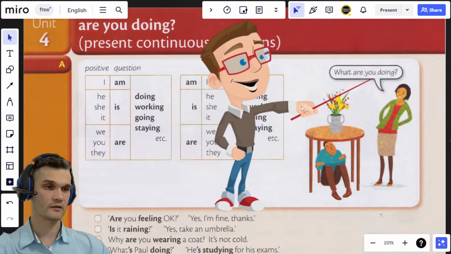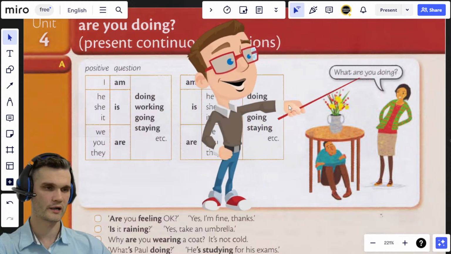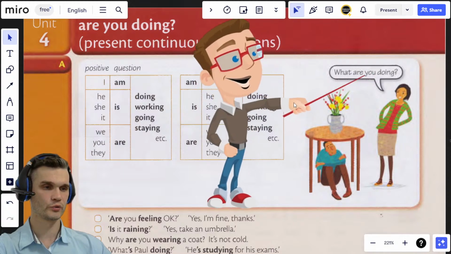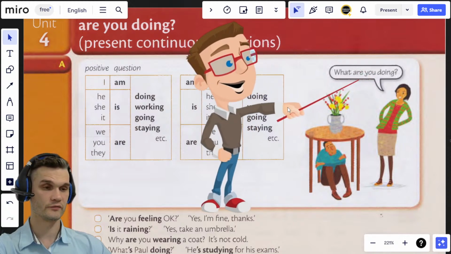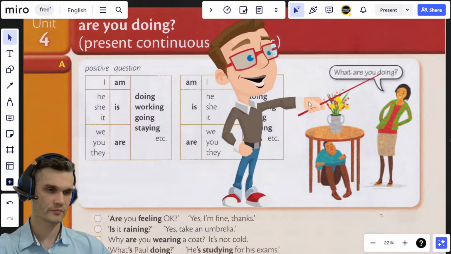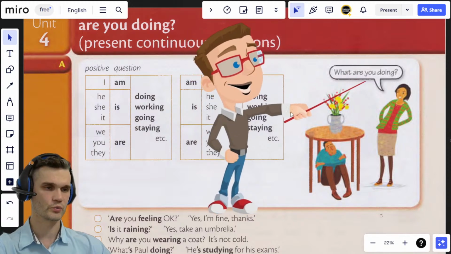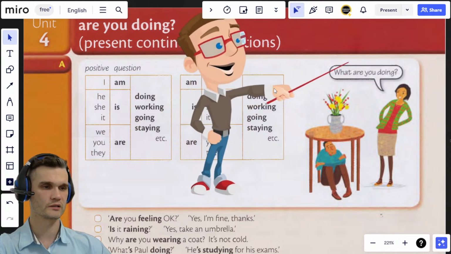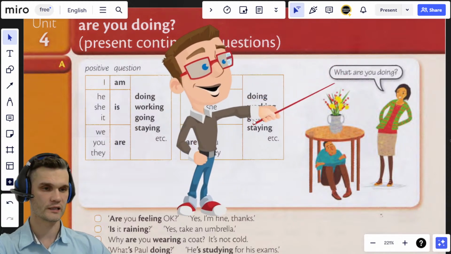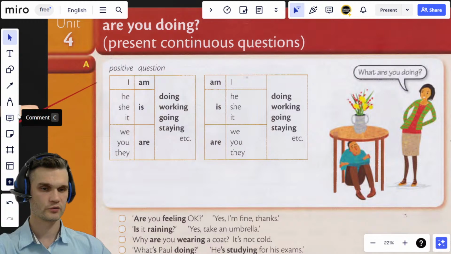So you see that a positive sentence would be like you are doing or you are sitting, but we put are, the auxiliary verb, before the subject. So it was after the subject in a positive sentence, but in a question it is before the subject. Are you? It was you are, but now it's are you, and the question word is at the very beginning of the sentence. Okay. So it's simple as that. So just put the to be verb before the subject.